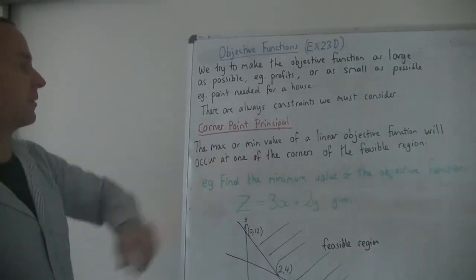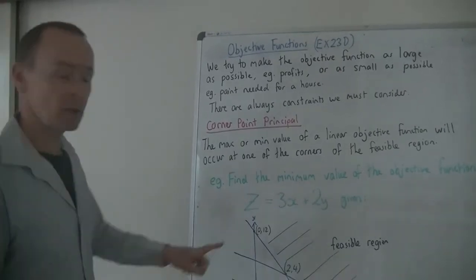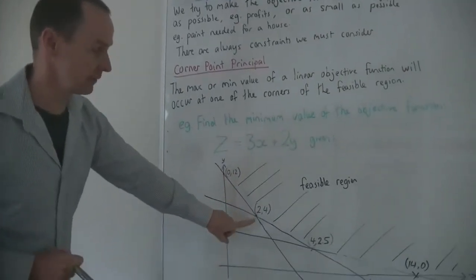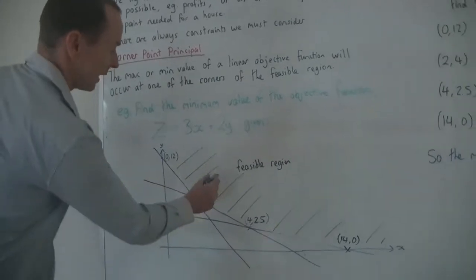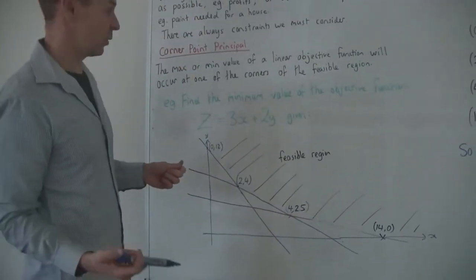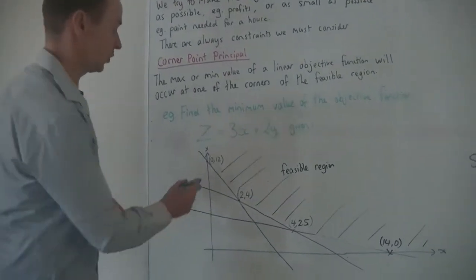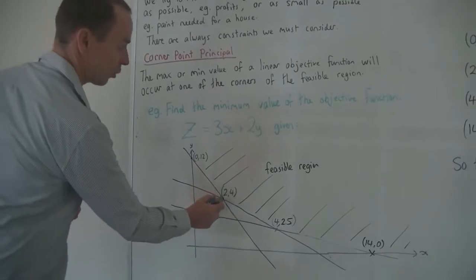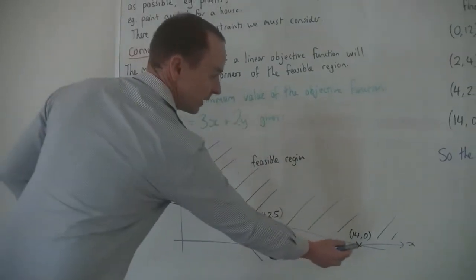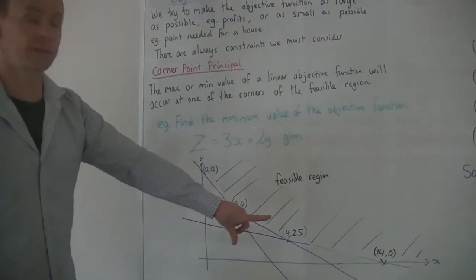So I said here the maximum or minimum value of an objective function will occur at one of these corner points. So if you have a look, any of these points inside the feasible region all satisfy the equations. But when we maximise or minimise the objective function, it always occurs at a corner point. So one of these points here. So in this case, you can see the feasible region, and they're the four corner points that are given.